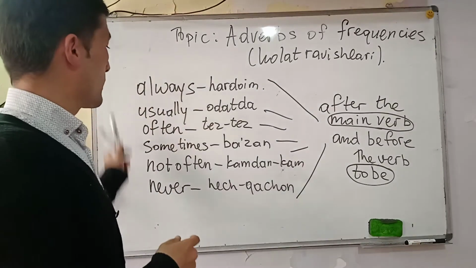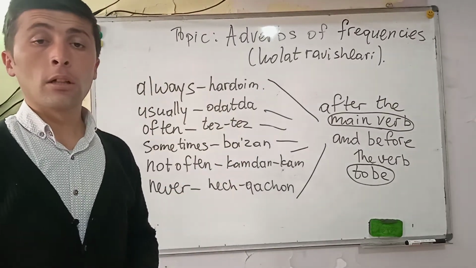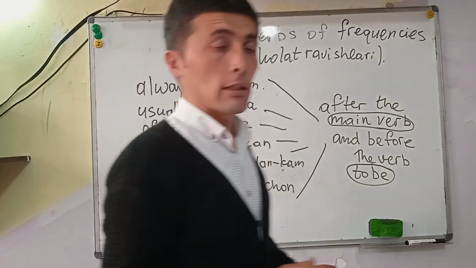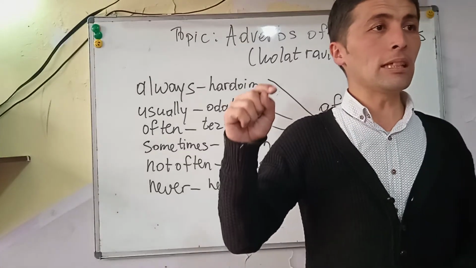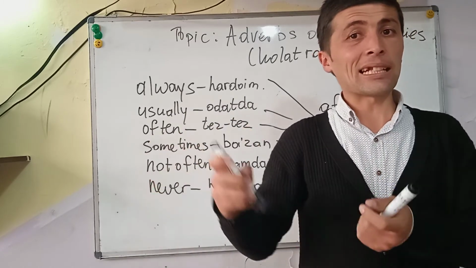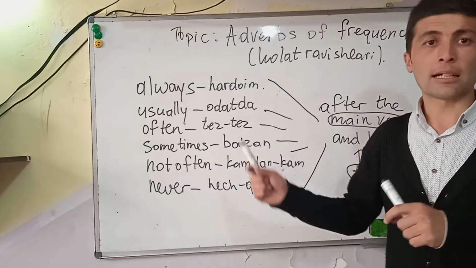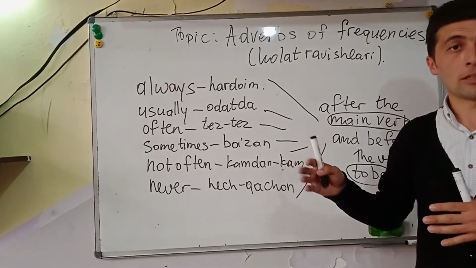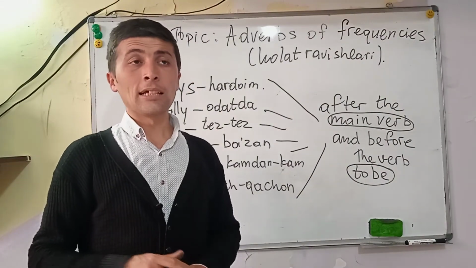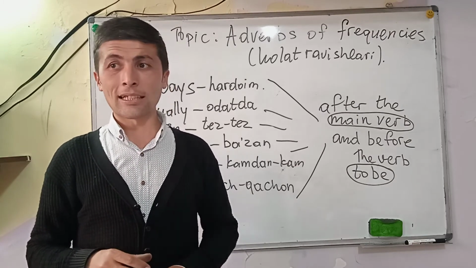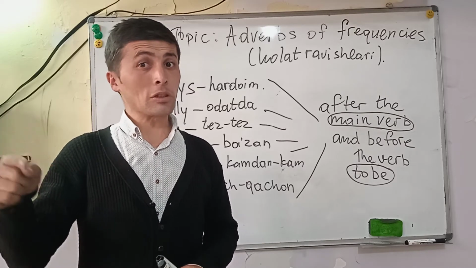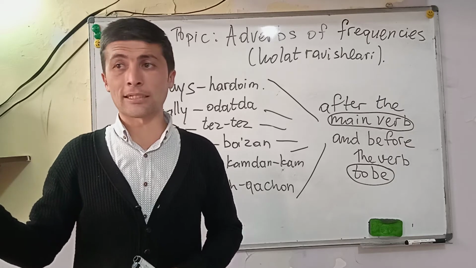And why do we need adverbs of frequency in English? We use adverbs of frequency to say how we do the activities or the actions, that is, under what circumstances or how often an action is done. For example, bad students are always late for the lesson.